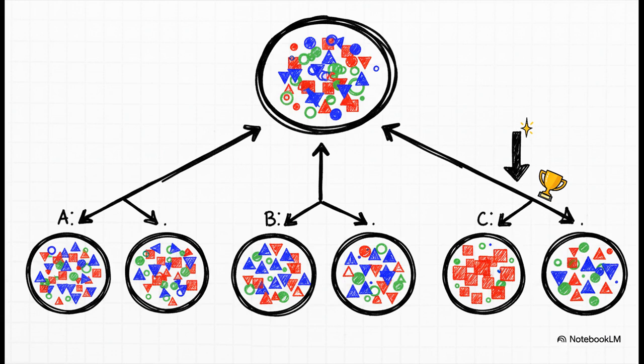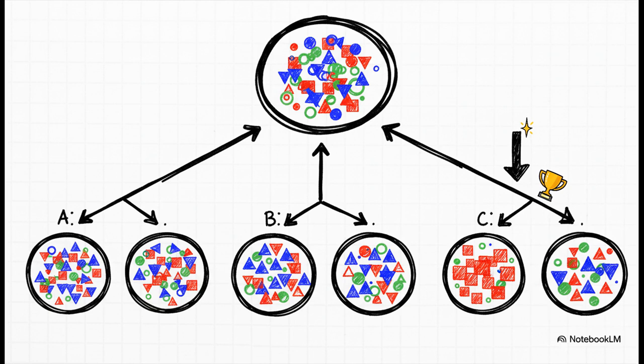So here's the secret. The algorithm literally checks every possible split it could make. For each one, it calculates how much that split would reduce the chaos, or the entropy. That reduction is called information gain. And then it just picks the one split that gives the biggest drop in uncertainty, the highest information gain.